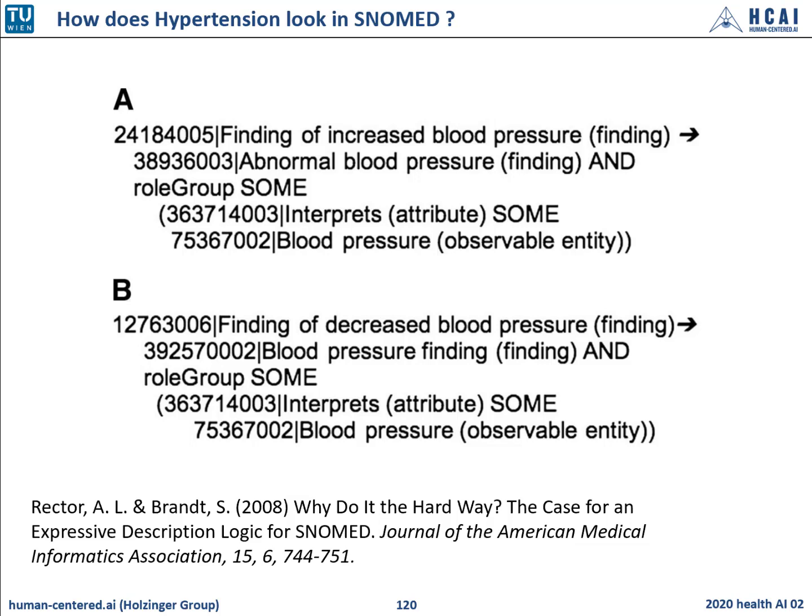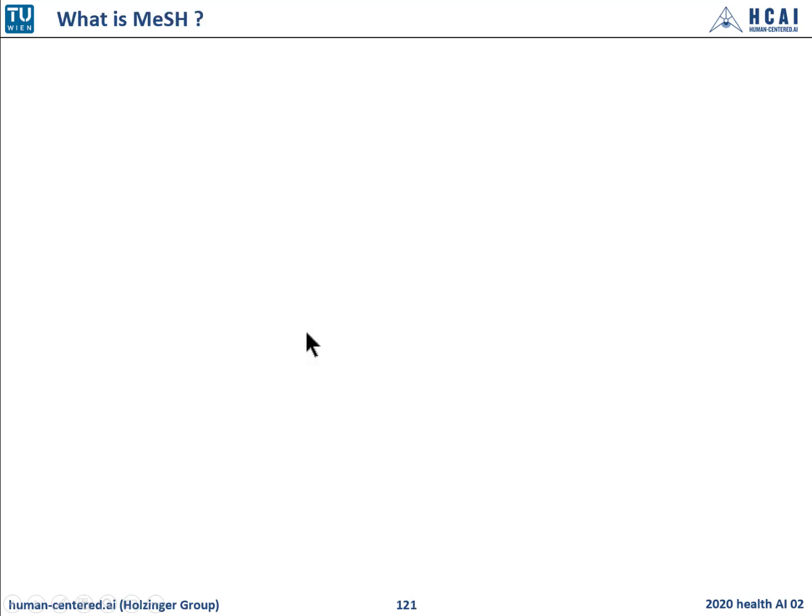Okay, so type A makes it clear the finding of increased blood pressure implies a finding of abnormal blood pressure, and this interprets the observable entity blood pressure. And the fact that the finding of an increased blood pressure qualifies the blood pressure as abnormally high as opposed to abnormally low is not reflected at all in this expression. So this is a common phenomenon, and this has to be taken into account.